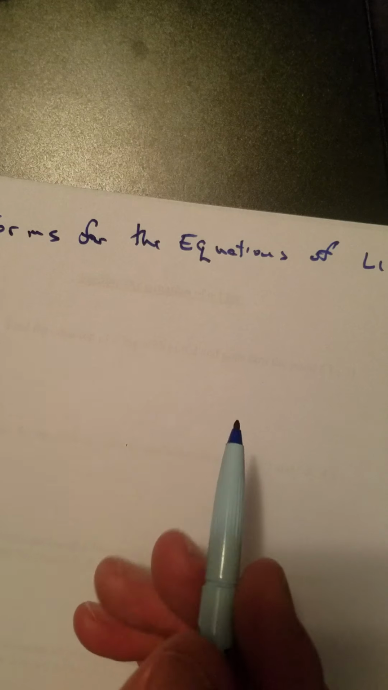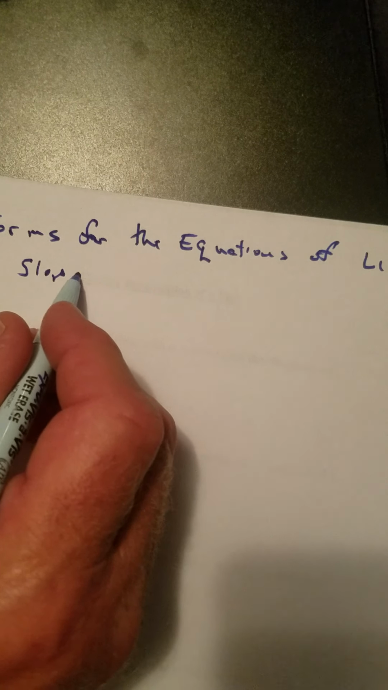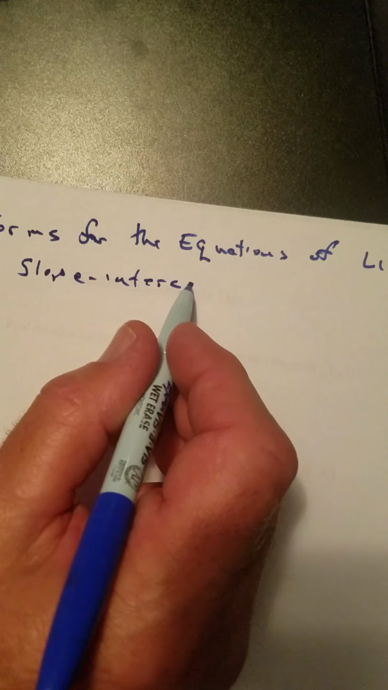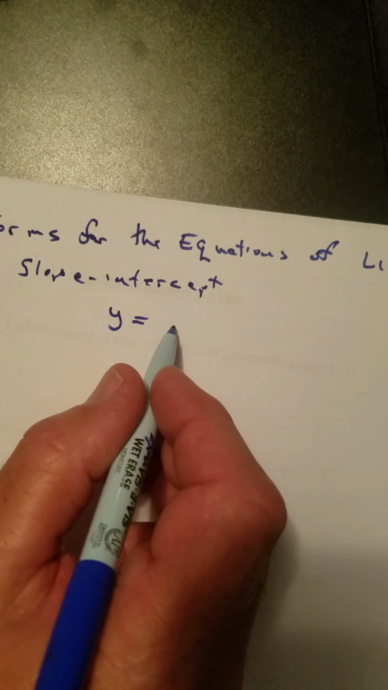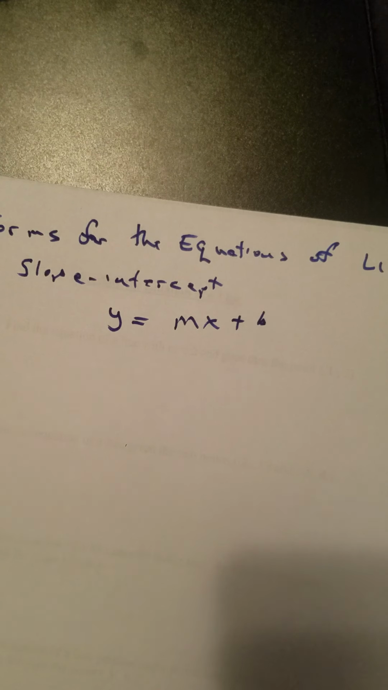I run out of space. Okay, here's the one that you use most of the time. It's called slope-intercept. This is nothing new. I'm just putting it in perspective for you. Slope-intercept form, y equals mx plus b. We know m is the slope and b is the intercept.